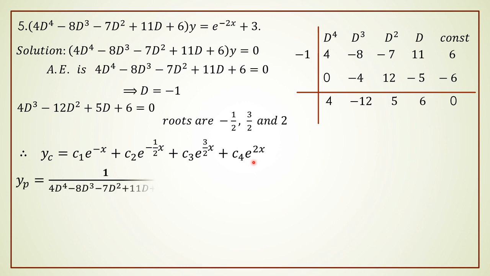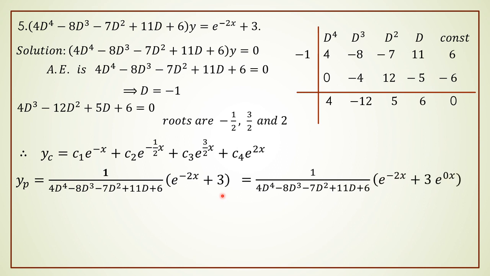Now to find the particular integral, operate the inverse differential operator 1 by 4 D to the power 4 minus 8 D cube minus 7 D square plus 11 D plus 6 on e to the power minus 2x plus 3. Observe that 3 you can write as 3 into e to the power 0x. Okay, I can express it in terms of exponential over here.